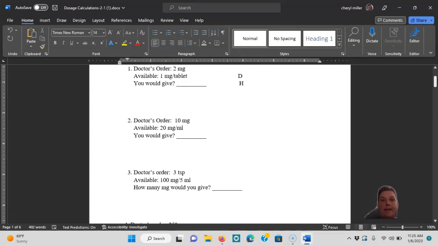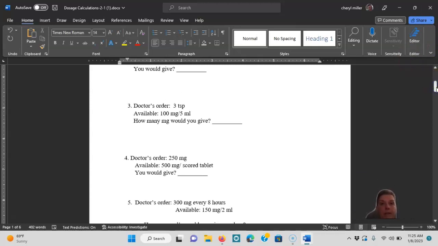So this one isn't a tablet, it's a milliliter. Milliliter equals fluid. So I would be giving a half a mil, 0.5 milliliters. So it's basically asking me if you had a 20 milliliter bottle, how much am I pouring out? Okay. All right. Next one. The doctor wants to give 3 teaspoons. How many milligrams is that?